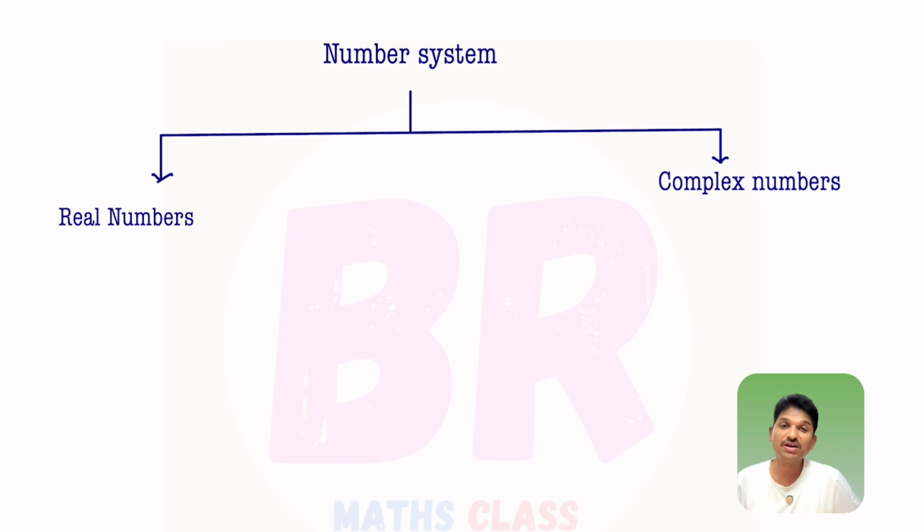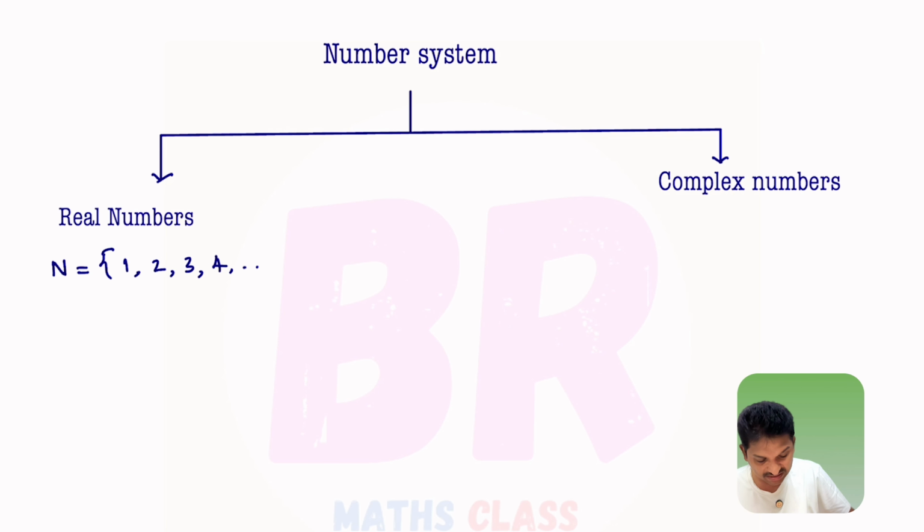Before discussing about real numbers, we need to discuss what are natural numbers. Natural numbers are denoted by N, right? You all know counting numbers are known as natural numbers. 1, 2, 3, 4, like this. These are all natural numbers. Is 0 a natural number? No, 0 is not a natural number.